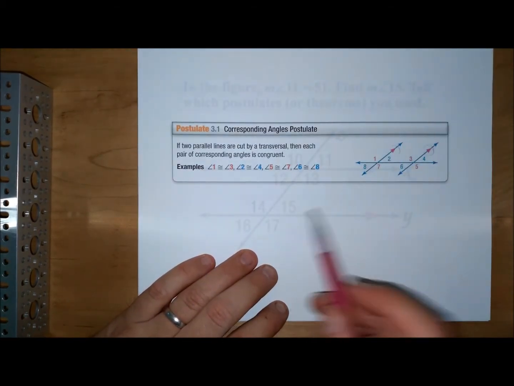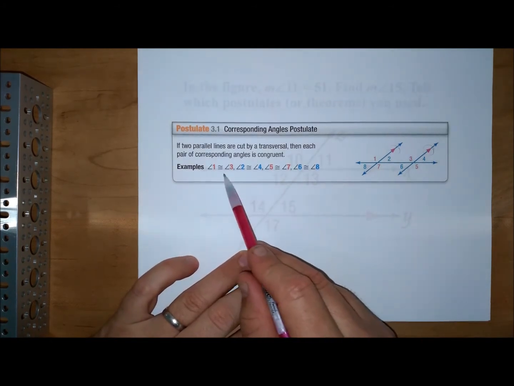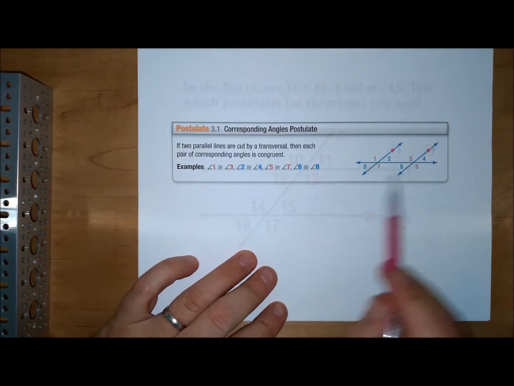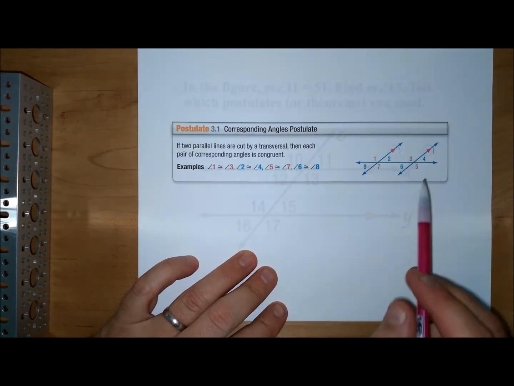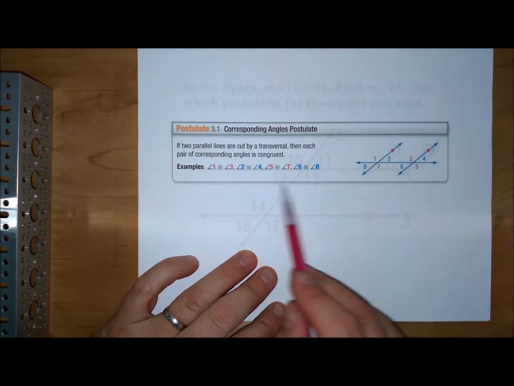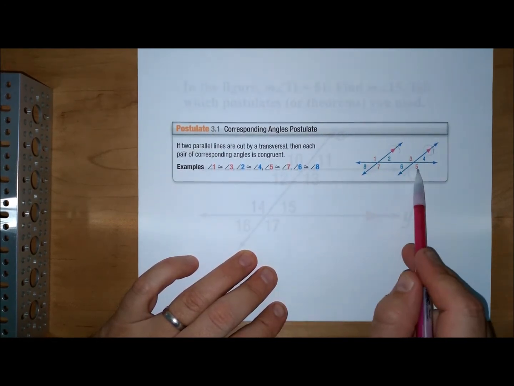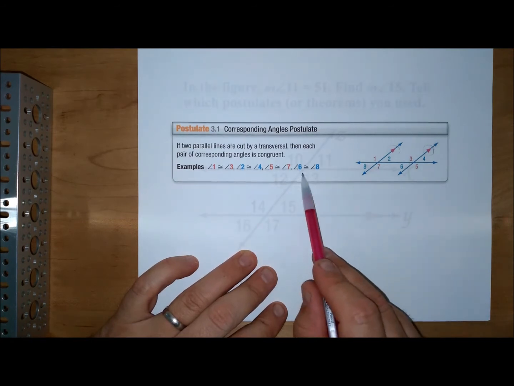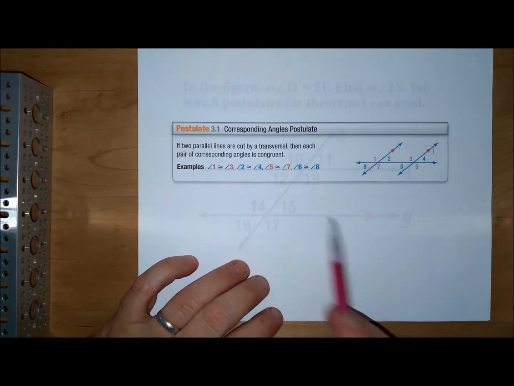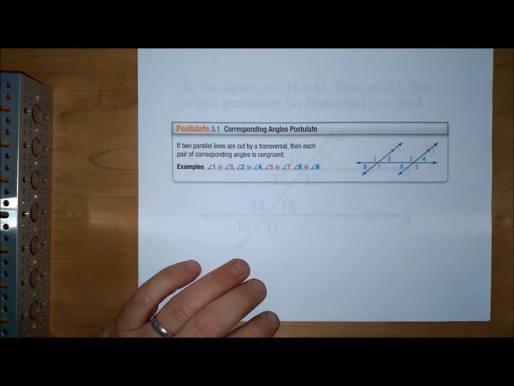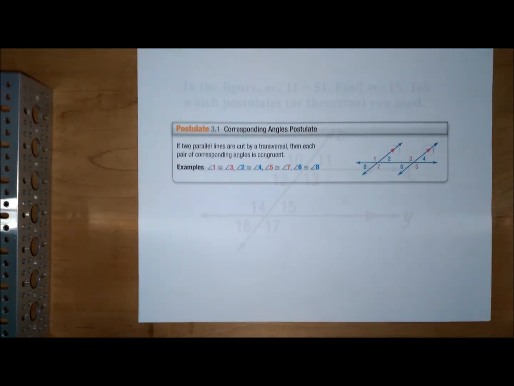So in this particular diagram, angle 1 is congruent to angle 3. Angle 2 is congruent to angle 4. Angle 5 is congruent to angle 7, you can see there. And angle 6 is congruent to angle 8. All right, using this postulate, let's try a couple of examples.